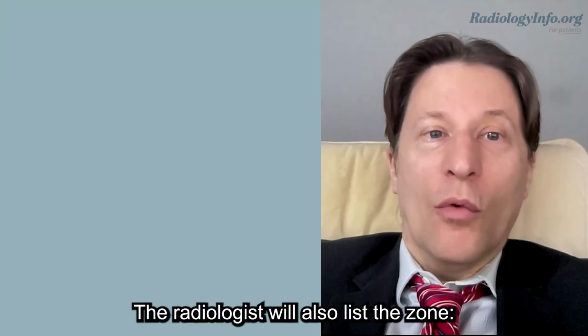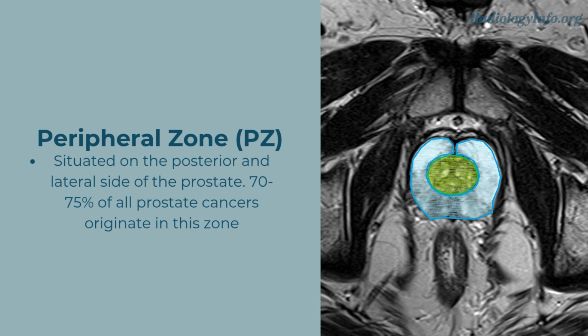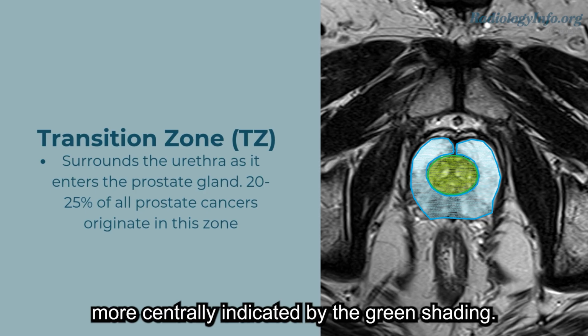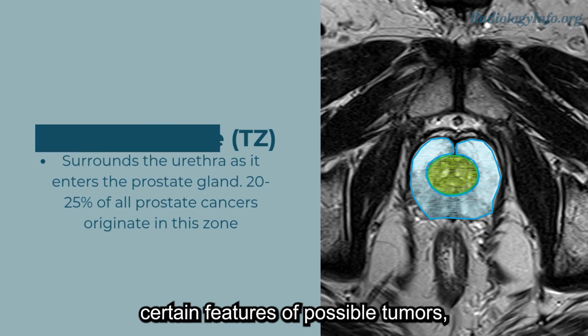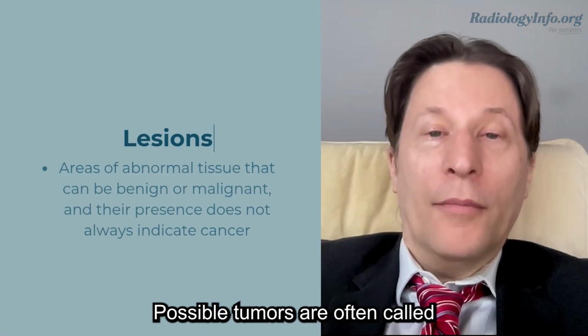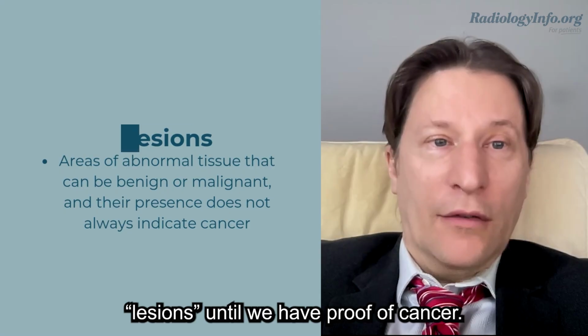The radiologist will also list the zone, either the peripheral zone on the edges, indicated by the blue shading, or the transition zone, more centrally, indicated by the green shading. The radiologist will identify certain features of possible tumors, including size and shape. Possible tumors are often called lesions until we have proof of cancer.